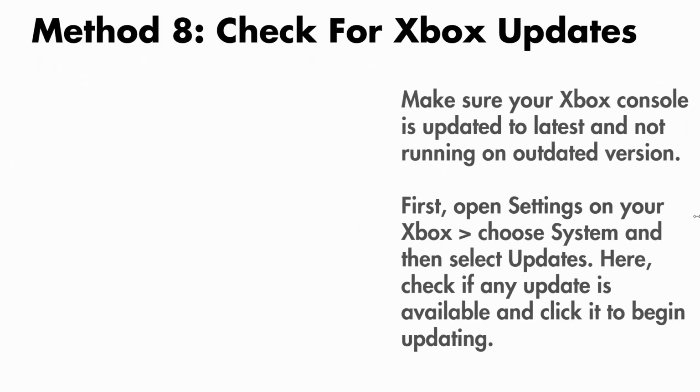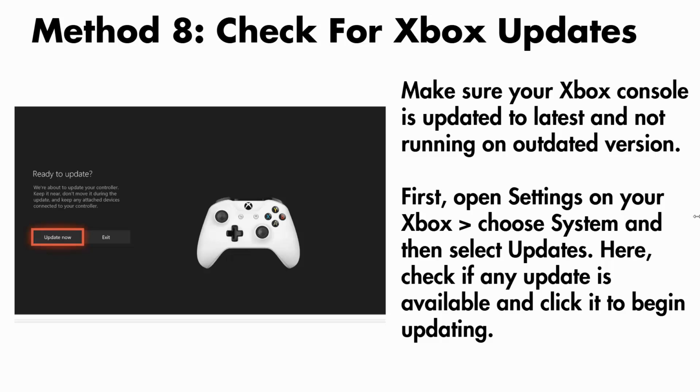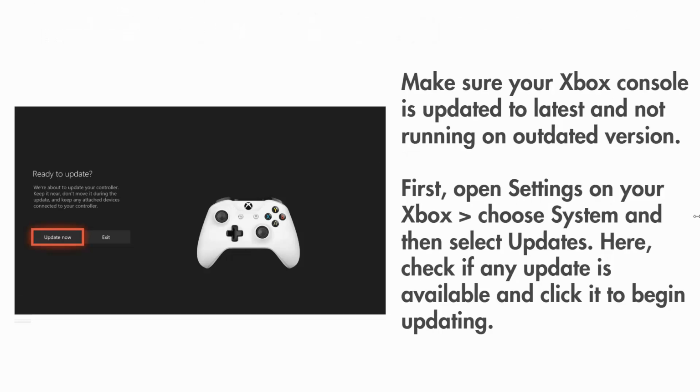If not, the next method is to check for Xbox updates. So make sure your Xbox console is updated to the latest version and not running on an outdated version. For that, open settings on your Xbox, then select System and then select Updates. Here check if any update is available and click it to begin the updating process. Once done, check if the problem is fixed.